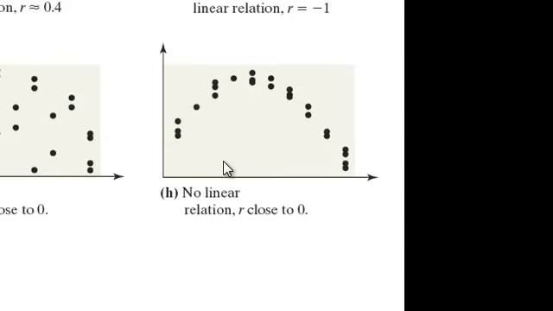So if we had the data for this example, and we were to calculate the correlation coefficient, even though there's a very strong relationship between x and y, because it's not a linear relationship, we would compute our correlation coefficient R, and it would come out to be close to 0, indicating, again, no linear relation between x and y in this graph.